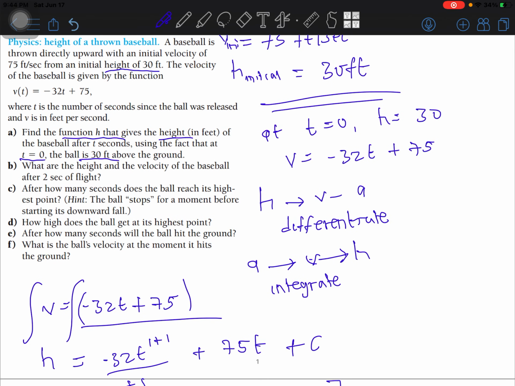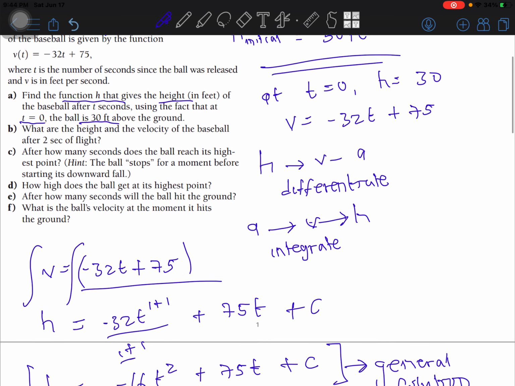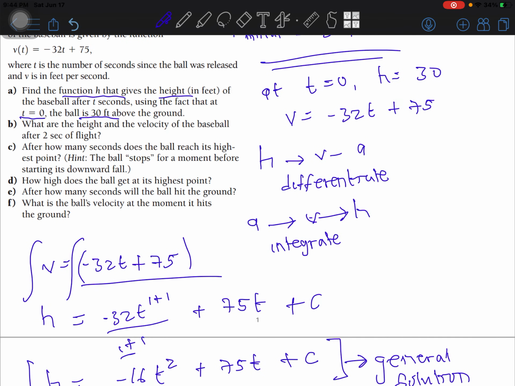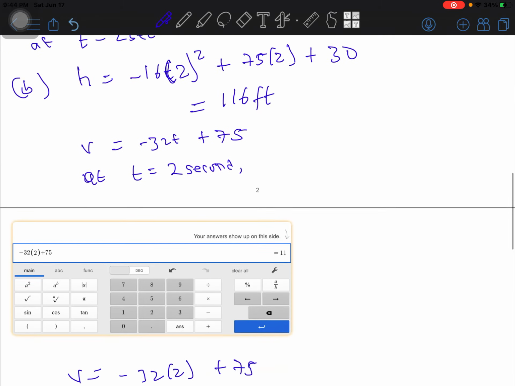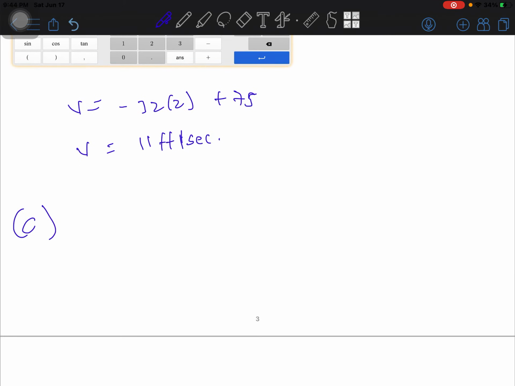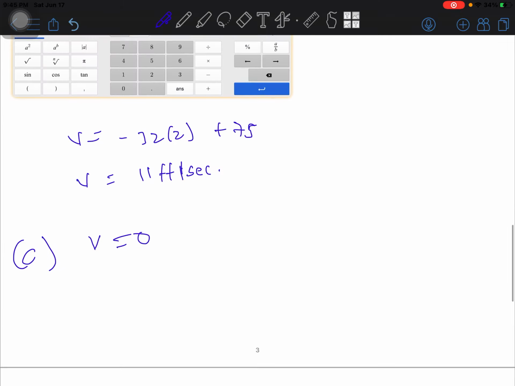After how many seconds does the ball reach its highest point? And we have been given a hint that the ball stops for a moment before starting its downward fall. So at the highest point, the final velocity v is equal to 0. Just take note, at the highest point, the projectile or any other object that you throw above will stop a while and then come down.